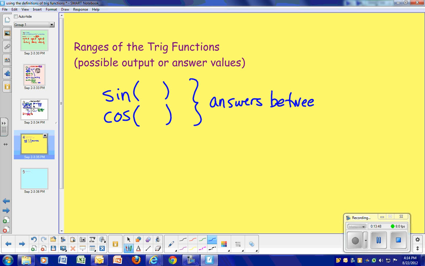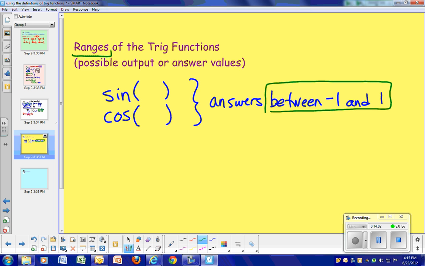between -1 and 1. There's no way that your answer could be 2.6, for example. Okay, this information here, between -1 and 1, is what is called the range of the sine function or the range of the cosine function. It's the range of values that you can get as answers. Okay? Let's do the next pair.